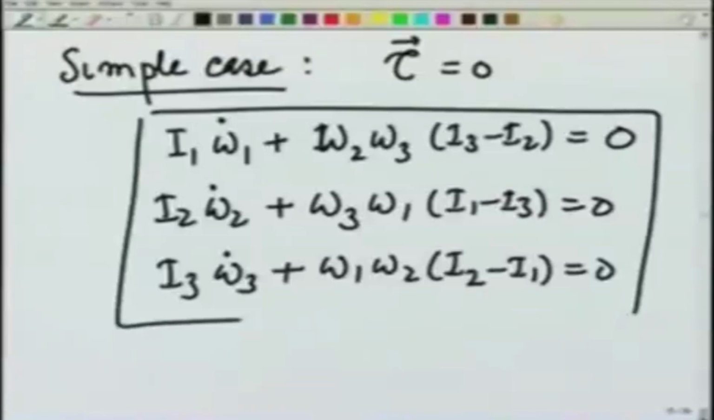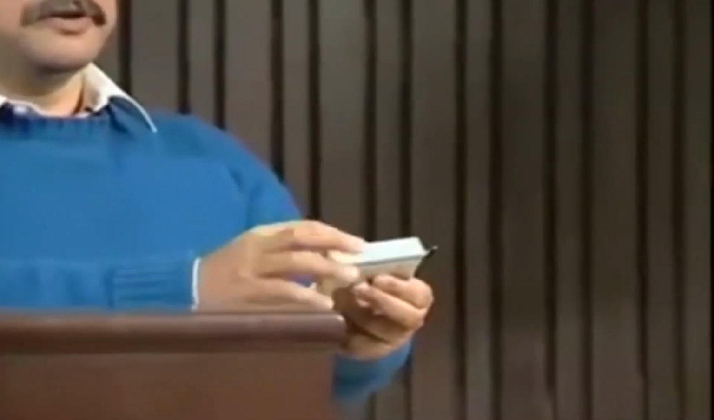This would be the case, for example, if I take this box and drop it down after giving it some rotation. About the center of mass, there would be no torque because the gravitational force is acting on the center of mass. So it will be a torque free rotation. Let us see what the equations predict for us.